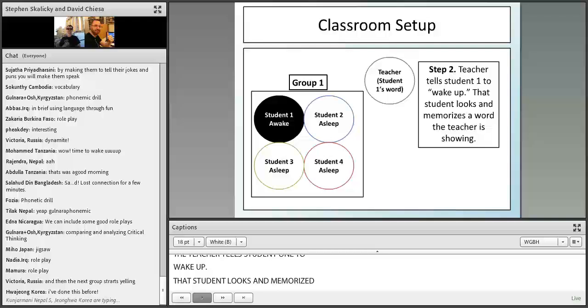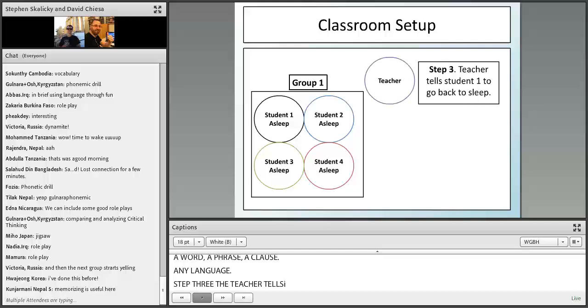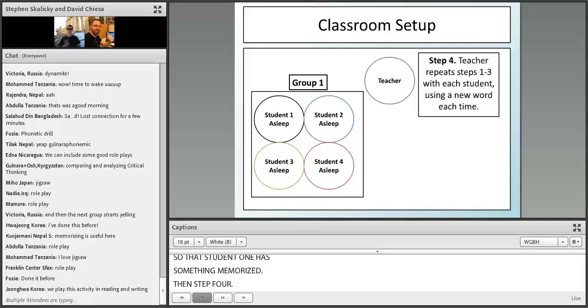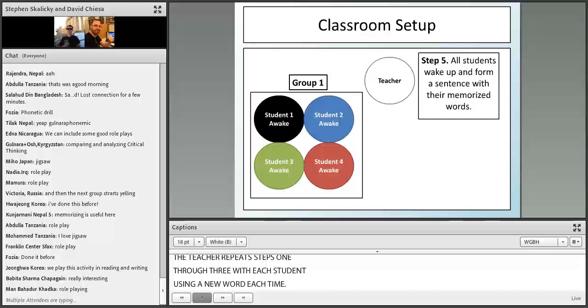Step three: the teacher tells student one to go back to sleep. So that student one has something memorized. Then step four, the teacher repeats steps one through three with each student using a new word each time. Finally, all students wake up and form a sentence with their memorized words. It's kind of like a jigsaw.